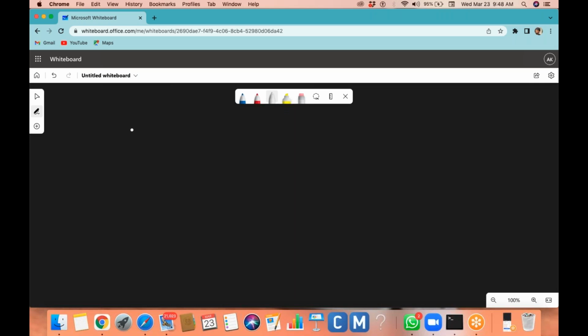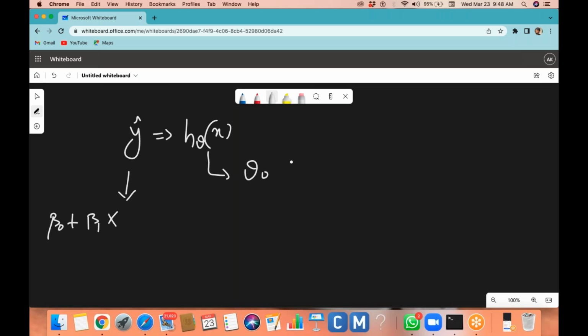Usually in other textbooks or in different situations, this y hat we can say is a hypothesis, h theta of x. When I am using this formula y hat, usually we use b naught, beta naught, b1 of x. But when I use the h theta of x hypothesis, then usually we use theta naught plus theta 1 of x. That's it. So the formulas are the same. You can use either y hat or h theta of x.